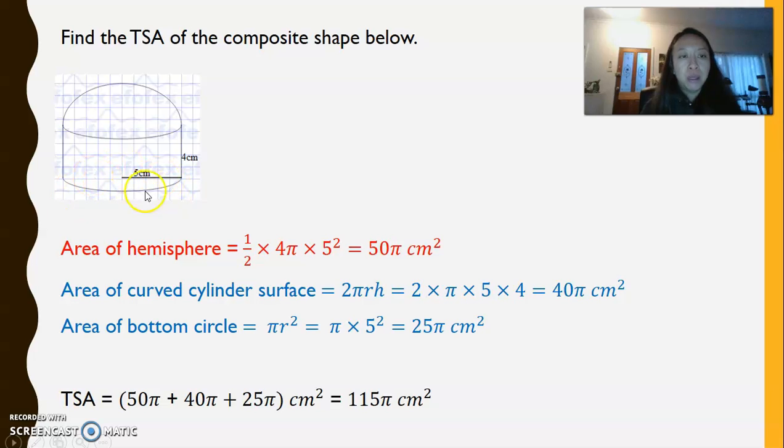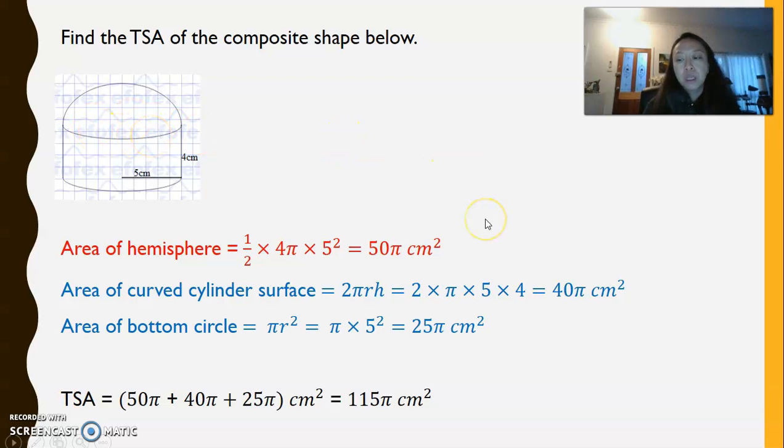The bottom area is also part of my total surface area. The bottom side is actually a circle, so that's pi r squared, which is pi times 5 squared, which is 25 pi centimeters squared. The TSA will be just adding all these values together, and there we have 115 pi centimeters squared. This is how we find the total surface area of a composite shape. Again, we are not concerned about the area of the circle that's in between the hemisphere and the cylinder, because anything that's in between is not considered.